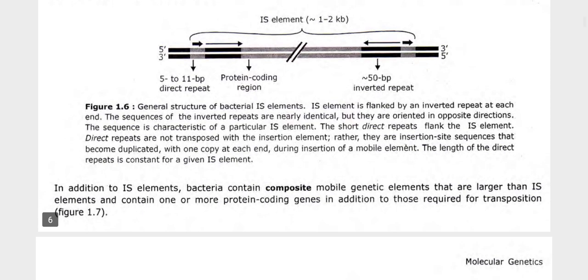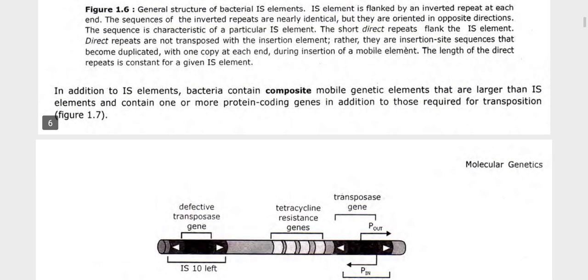The general structure of a bacterial IS element is flanked by an inverted repeat at each end. The sequences of the inverted repeats are very similar, but they are oriented in opposite directions. The sequence is characteristic of a particular IS element. The short direct repeats flank the IS element. Direct repeats are not transposed with the insertion element; rather, they are insertion site sequences that become duplicated with one copy at each end during insertion of a mobile element. The length of this direct repeat is constant for a given IS element.